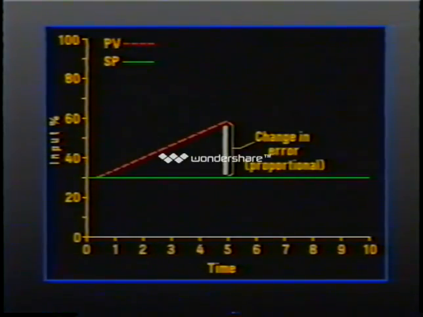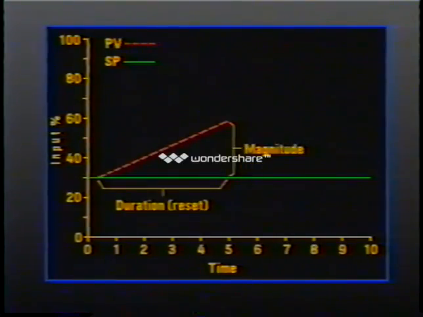The integral mode takes the magnitude of the error and factors or integrates it with the length of time it has existed, which is also called its duration. In the integral mode, the magnitude of the error may be constant, but there is now a periodic repeat of proportional action that will continue until there is no error left against which to apply it.